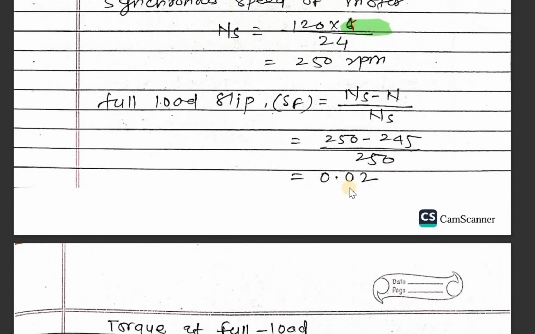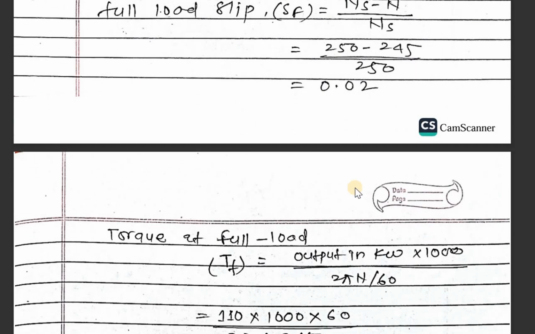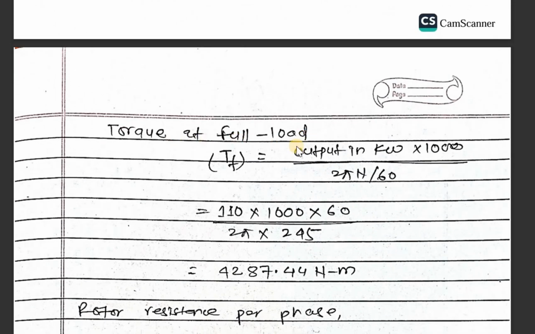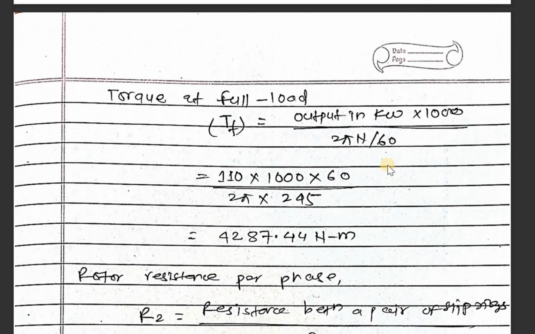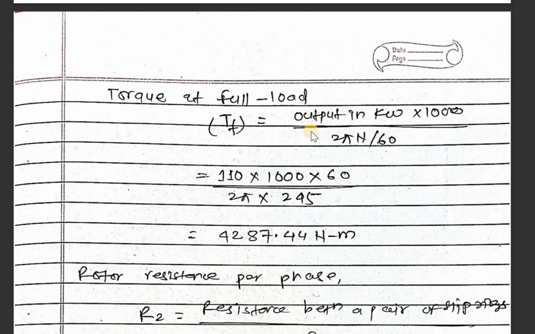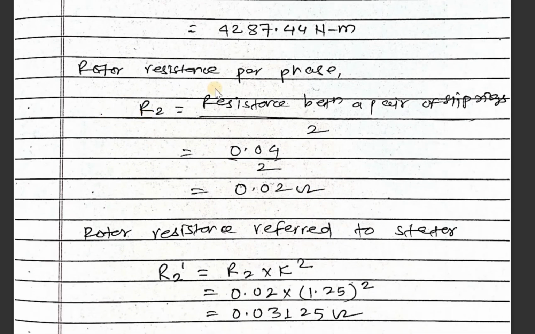And torque at full load Tf equals output in watts upon 2 pi N upon 60. So put the values: power given 110 into 1000 into 60 upon 2 pi into N, where N is 245. So we can get 4287.44 Newton meter.